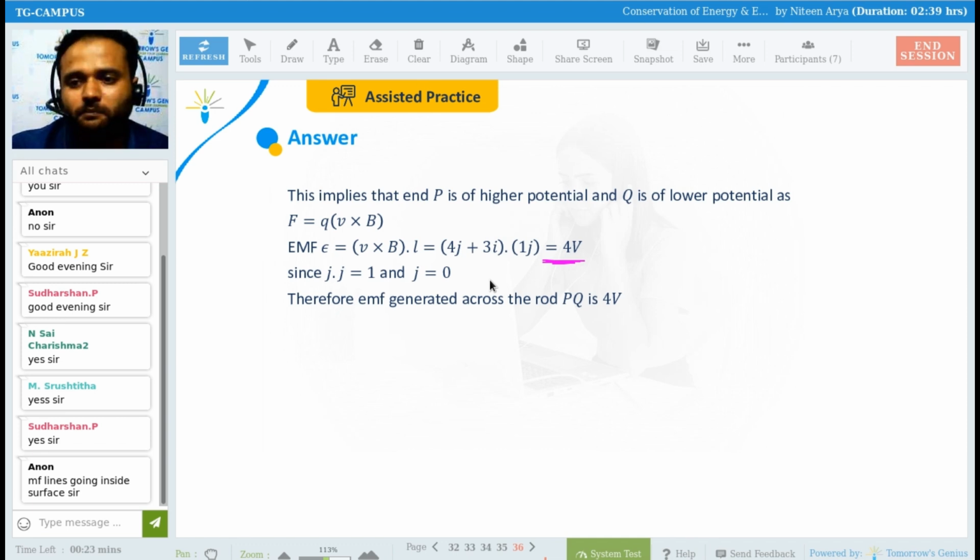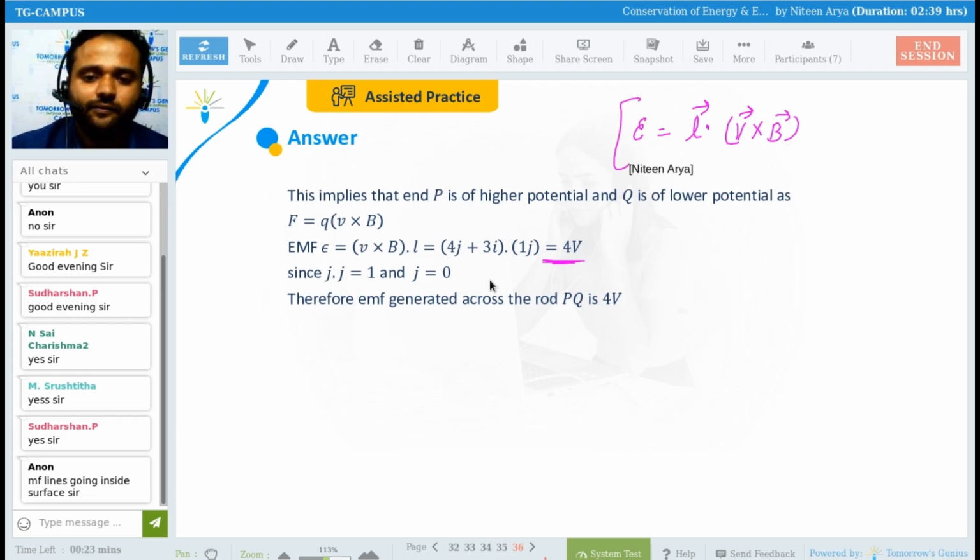Formalize the same thing. EMF equals B L V. Simple. This gives you some vector thing, and vector into vector, it is a scalar thing. And we know potential or electromotive force, don't confuse it, it is not a force. So it is something vector? No. It is a potential in general. It is a scalar thing. Clear?